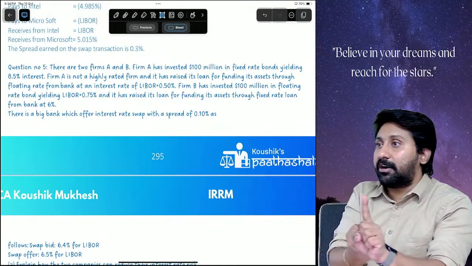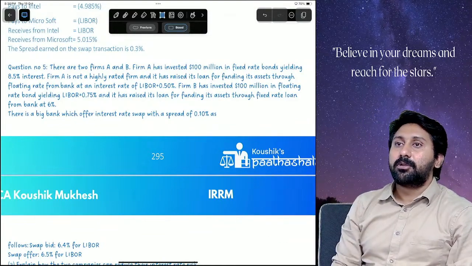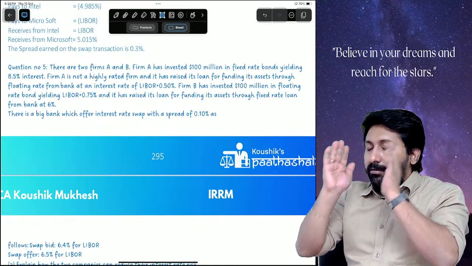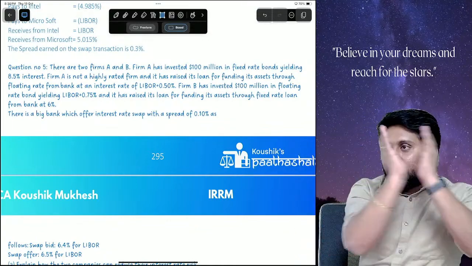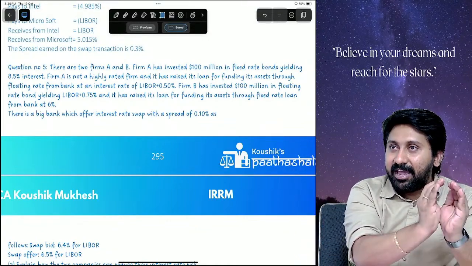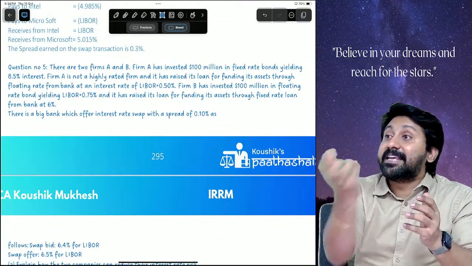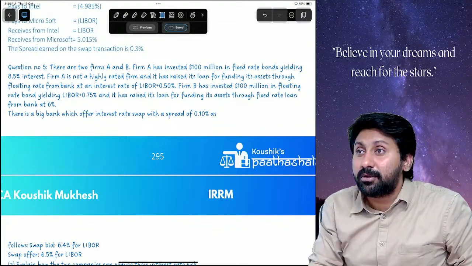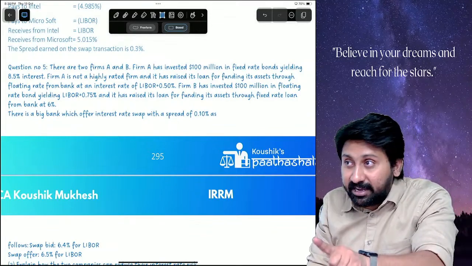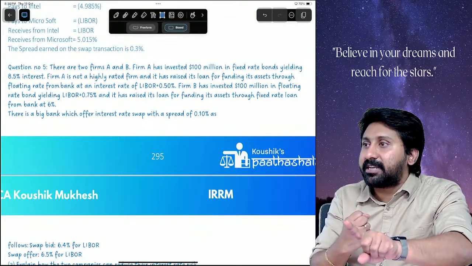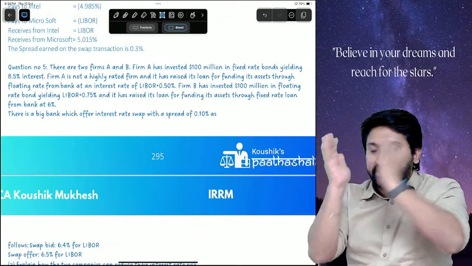You want to receive what? Floating. Now keep it in mind, one block of mind you keep this. Firm A has to receive in LIBOR. Actually receiving in? Fixed. Now I want to receive in LIBOR. Okay, one slot you put that.